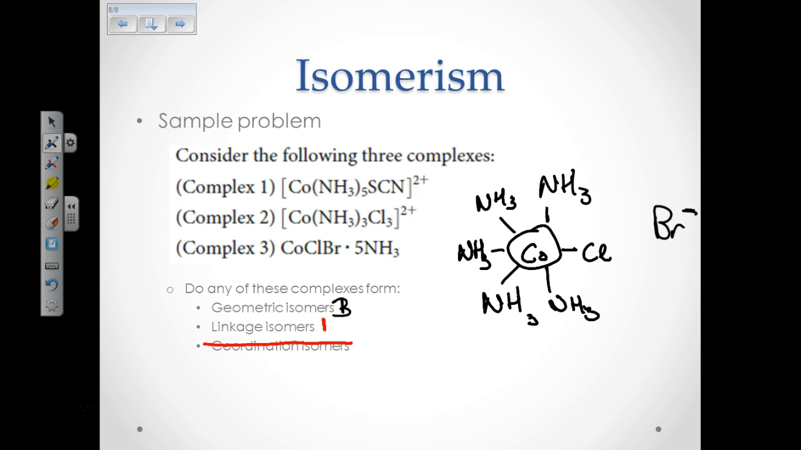So that's the idea of isomerism, that different structures can exist for compounds that have the same exact formula. So, yeah, we'll practice this a little more next time we see each other.